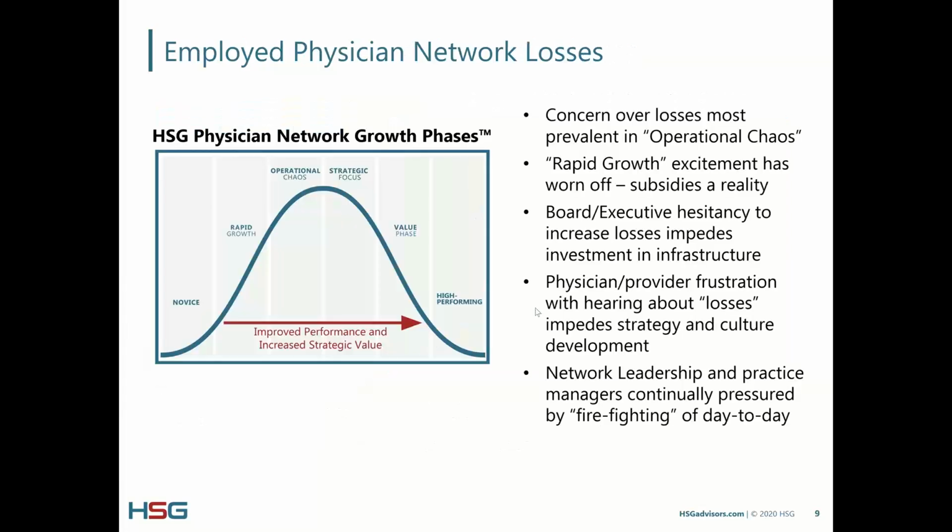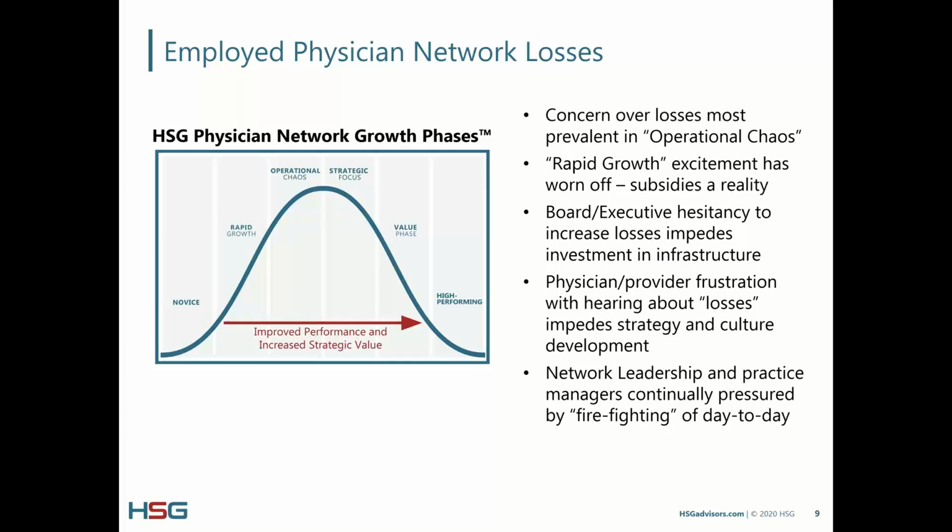Operational chaos is when we've gone through our growth period where we spiked from 50 to 250 employed providers, or we spiked from 150 to 700, typically over a short time period. We get a lot of excitement about, look how big our network's getting, look how strong our network's getting. And then comes the reality of, oh my gosh, we've acquired 400 providers over the last 6 years, and we really haven't built the infrastructure to deal with it. That tends to be where those losses start to add up.